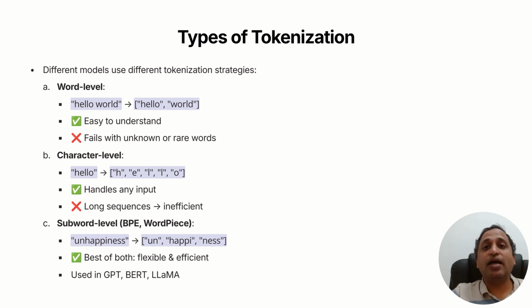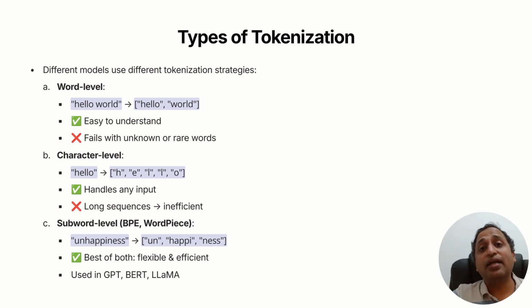So first we have something called word-level tokenization. This is where text is split on white spaces. So "hello world", for example, becomes "hello" and "world". It is very easy to understand, but it fails with rare or misspelled words, because if a word isn't there in the vocabulary, the model can't use it.